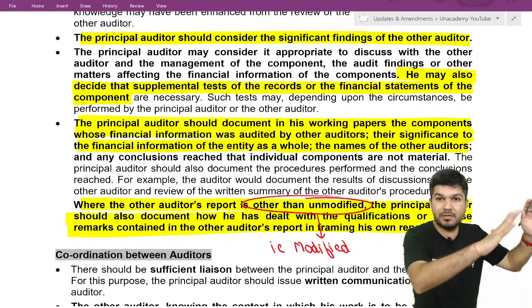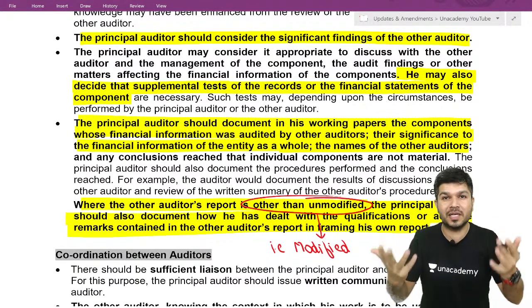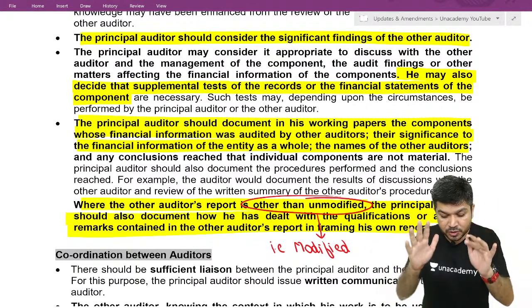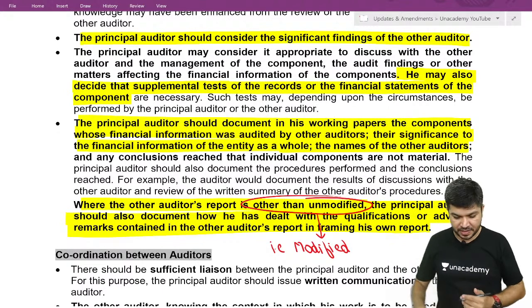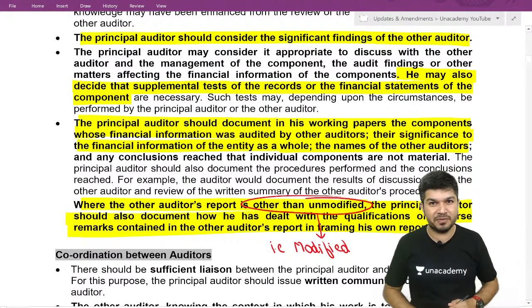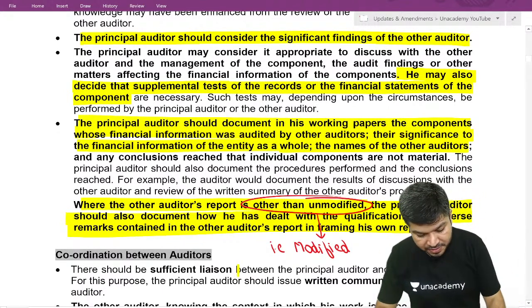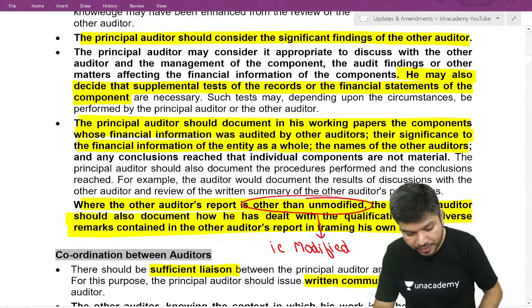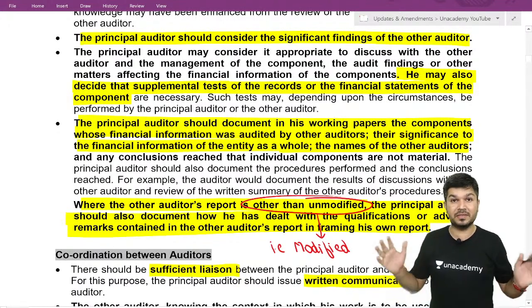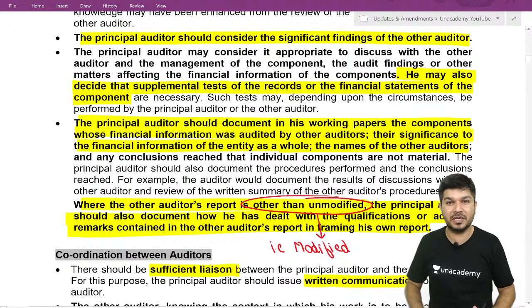Did I also give a modified report? I did not give a modified report. Then I need to document it. There should be good coordination between both the auditors. Coordination means sufficient listening and written two-way communication. Listening means you have proper communication. Written two-way communication should be there between them.